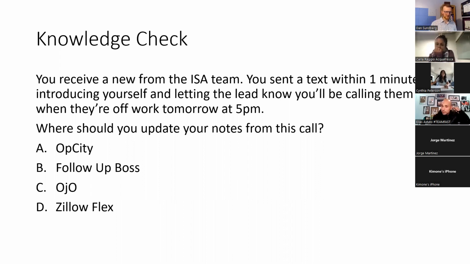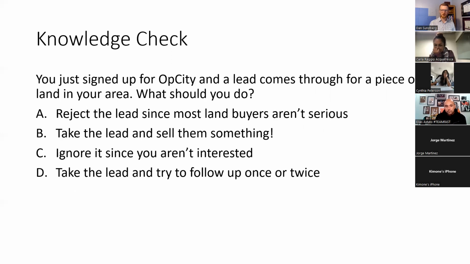What else? Anyone have any other thoughts on here? B. Okay, good, because that's the correct answer. ISA leads come through Follow Up Boss, and that is the system that you should be updating in. What I will say, OpCity, Ojo, even if you're getting Zillow Flex leads, I would recommend you still use Follow Up Boss. That is a tremendously powerful system to keep on top of your leads and to manage your database. And again, like Elias said, we're going to be spending a lot more time on how you can get more deals through staying organized in Follow Up Boss. But I would recommend update everything in Follow Up Boss, but the program requires that you update within that program as well.